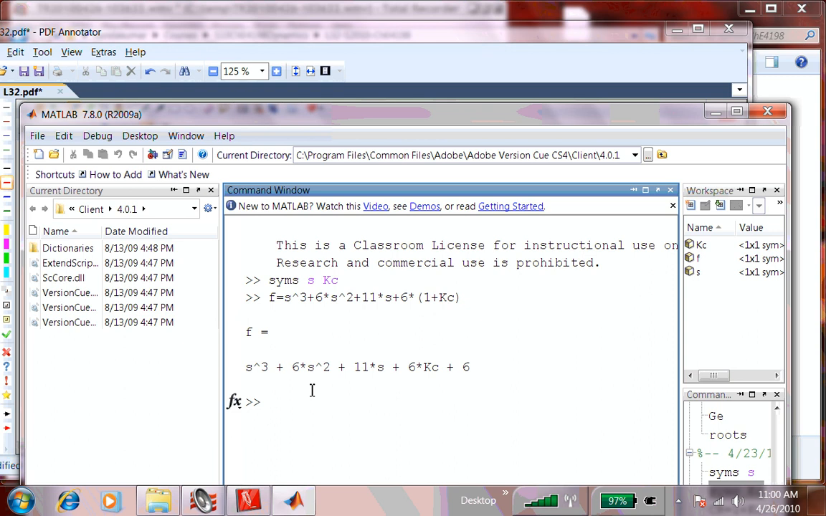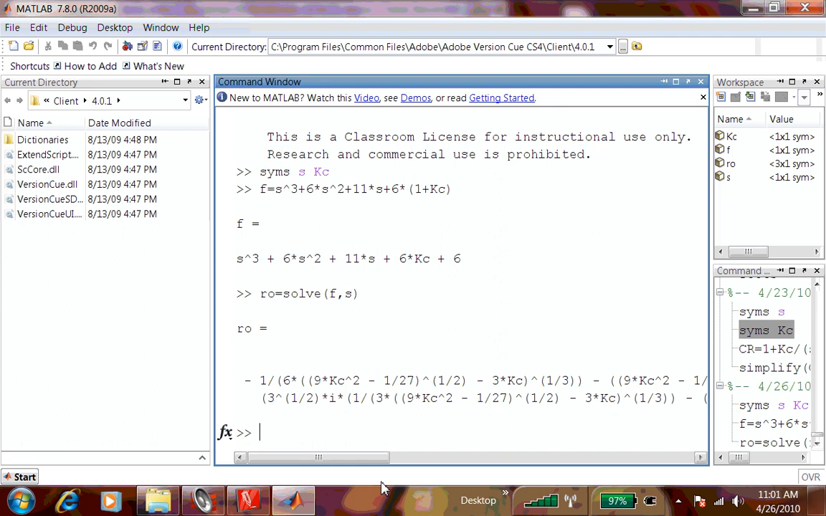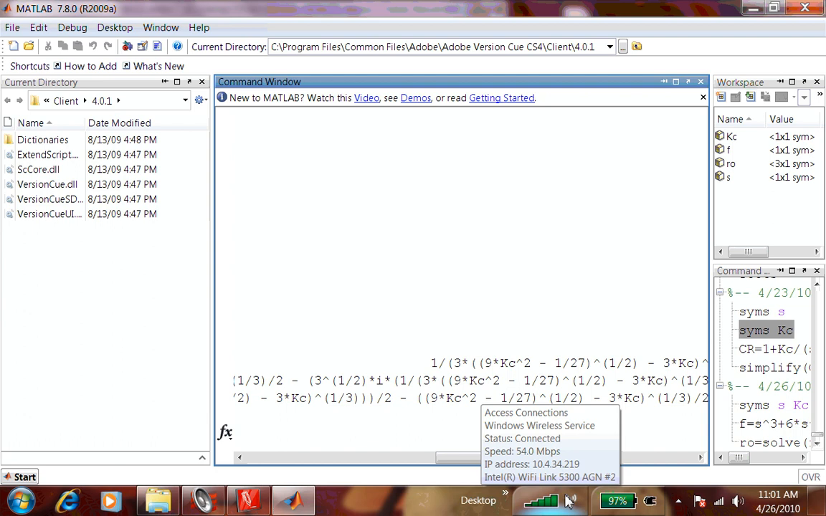So I have defined symbolically the function. I need to solve for the roots of this function. I'm going to call the roots ro, solving for s. And how many roots should I get? It's cubic, right? So I should get 3 roots, and there are 3 roots. You don't see the last one because it's somewhere on the right hand side. But it's all given symbolically, so you will find Kc everywhere appearing in there. You cannot answer the question, positive or negative, until you substitute values for Kc, or use inequalities to find out for what value of Kc the real part alone will become negative.